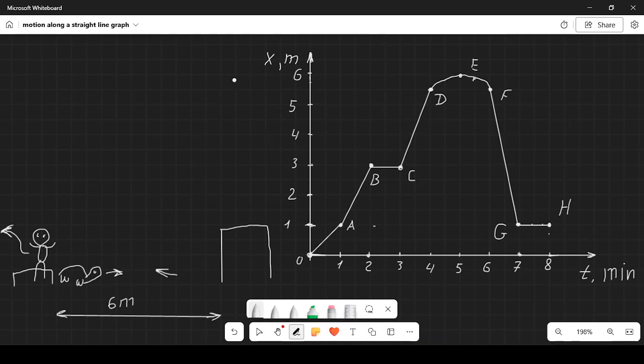So it's very good, useful and convenient to know how to read a graph. And we will actually do this a lot in the future. It's very helpful.